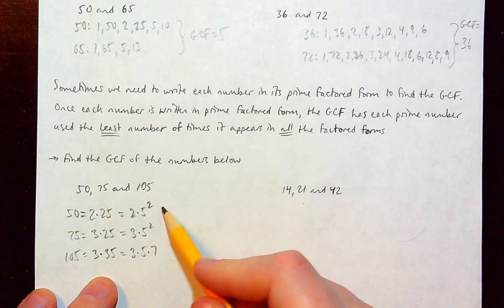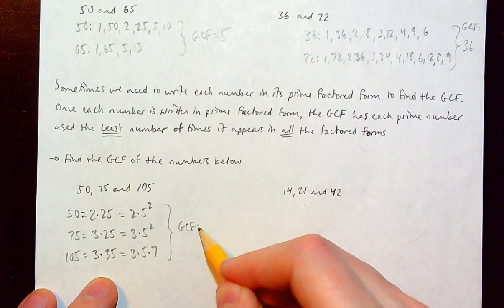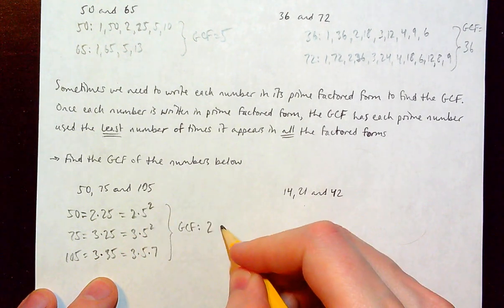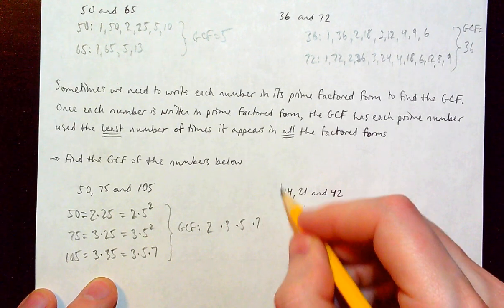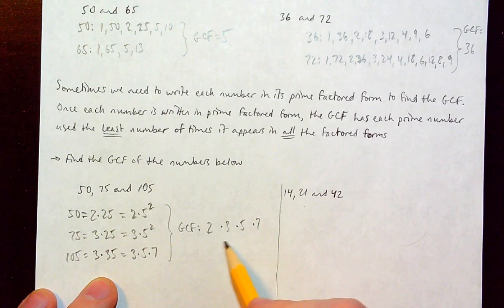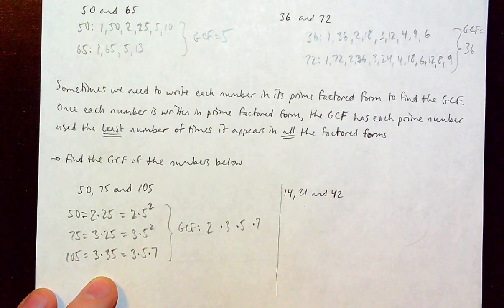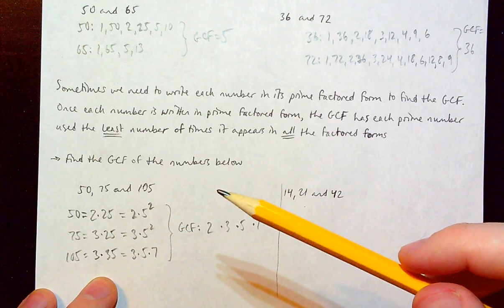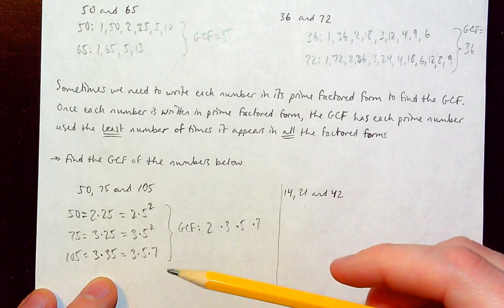We say, okay, what are all of the primes happening in any of these 3 numbers? I see 2, I see 3, I see 5, and I see 7. And I'm purposely leaving some space here after each number because we have to figure out what the power is going to be. So now, I look at what is the least power that is happening on each of these primes between all of our numbers.